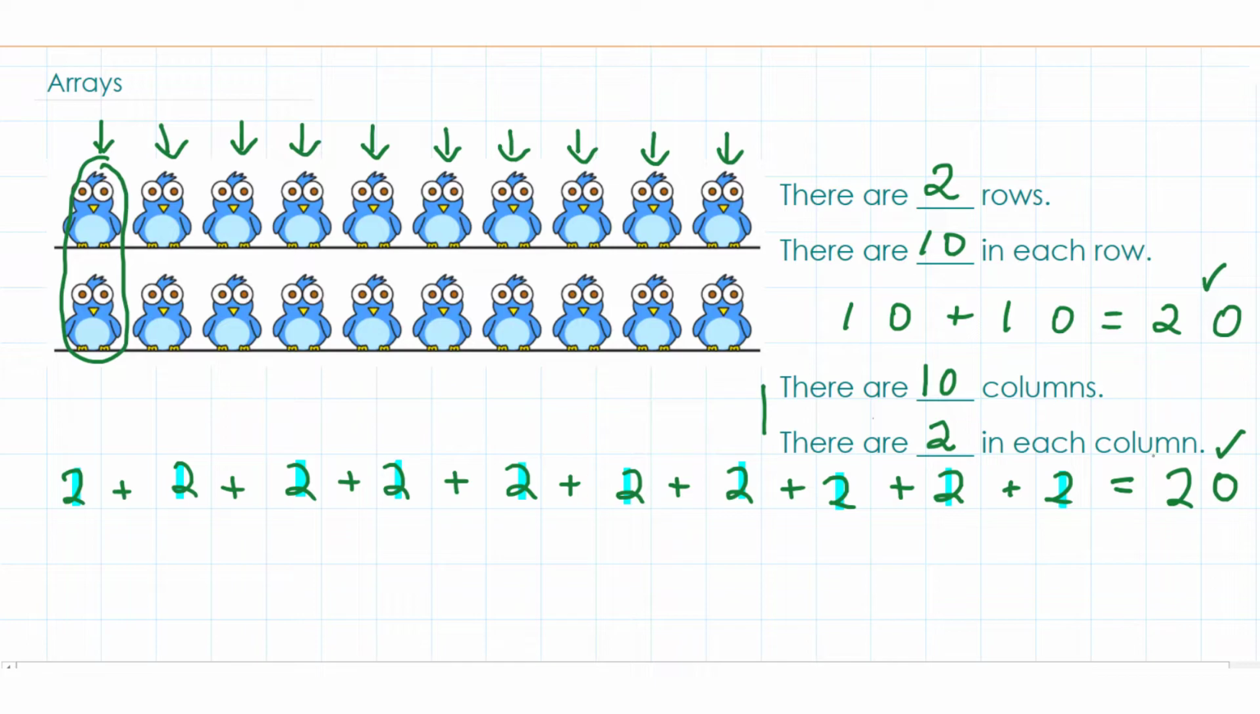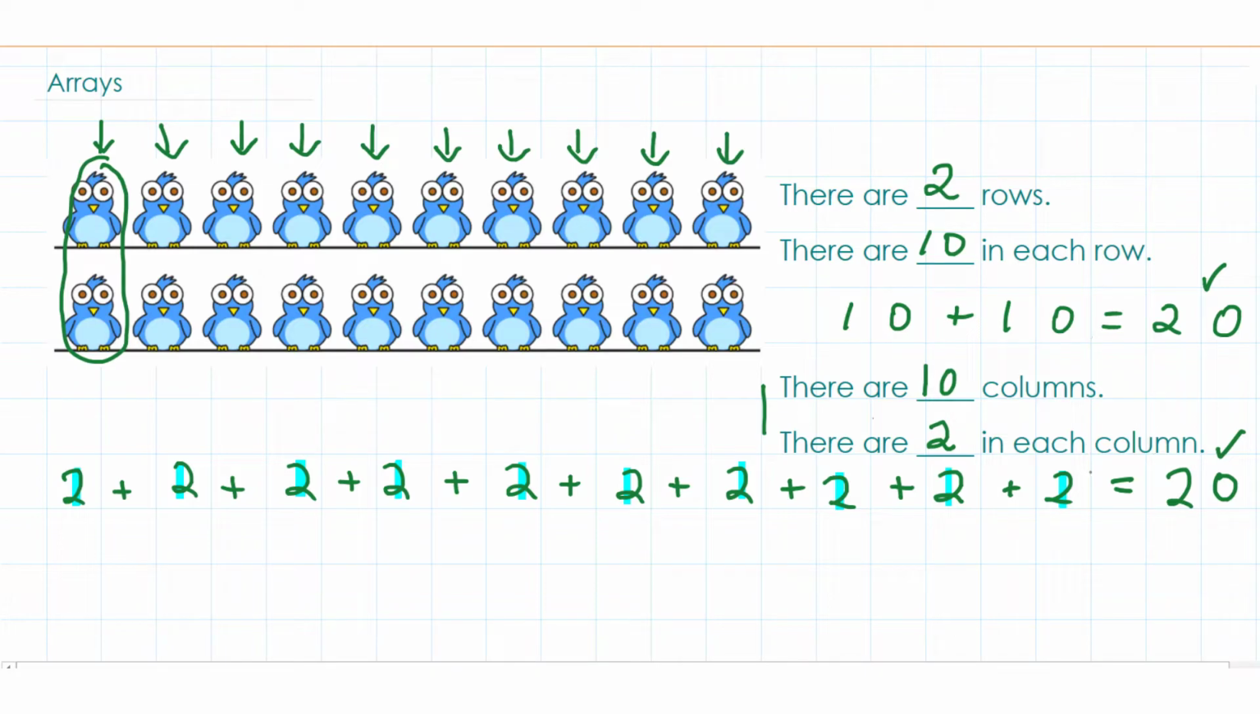We were looking at the rows first and adding up the birds in each row. And then we looked at the columns and added up the number of birds in each column. So you can look at the rows and add up how many are in each row to find the total. And you can also look at the columns and add up how many are in each column to find the total.